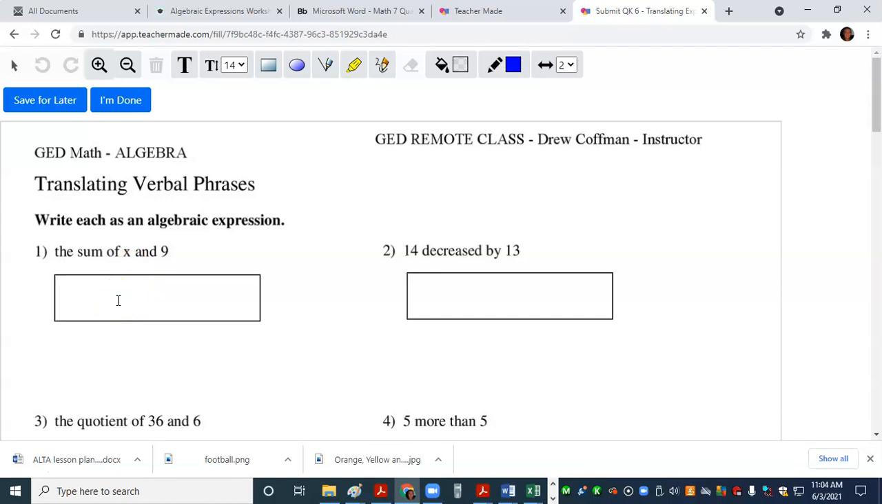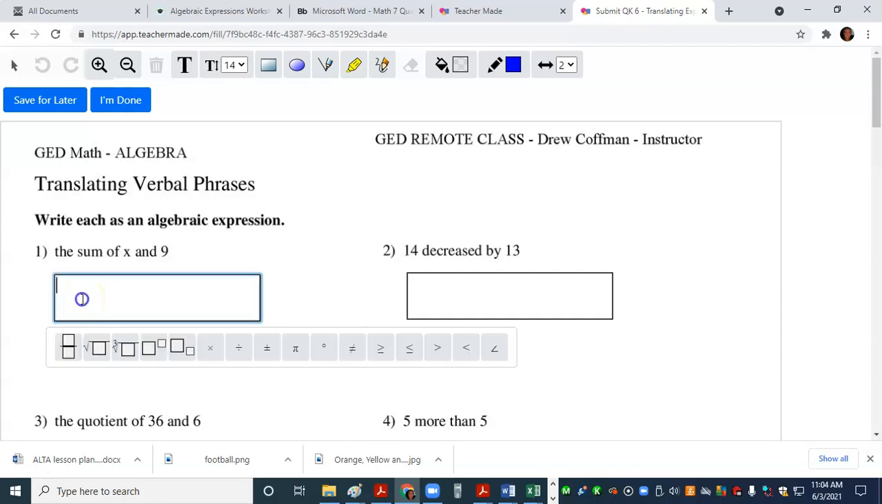Hopefully you looked at the notes and or the video, and let's just practice putting an answer in. So the first one says, write each as an algebraic expression. So we're going to translate these words into mathematical symbols. And you notice what happens when I clicked on the box, right?